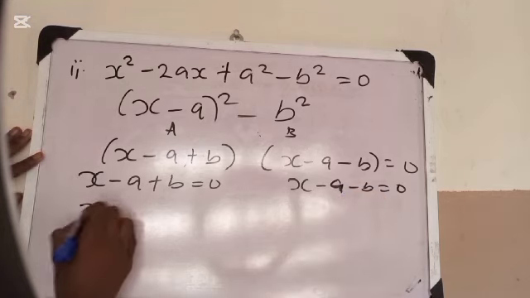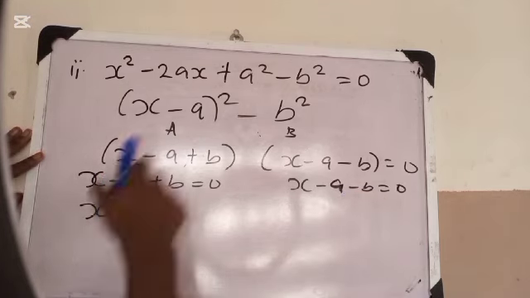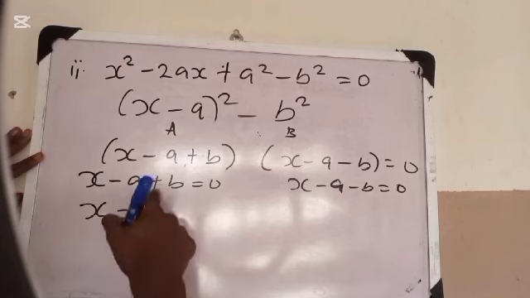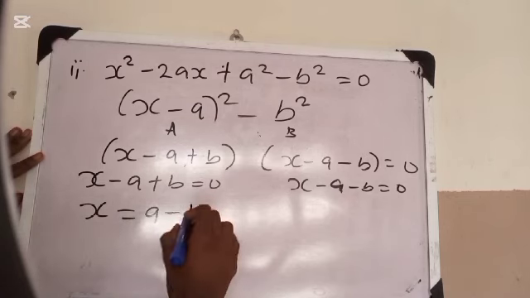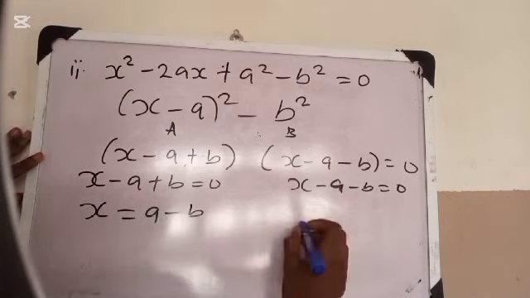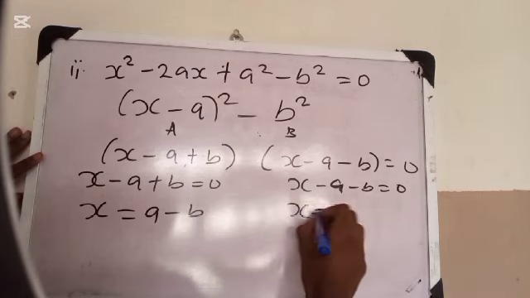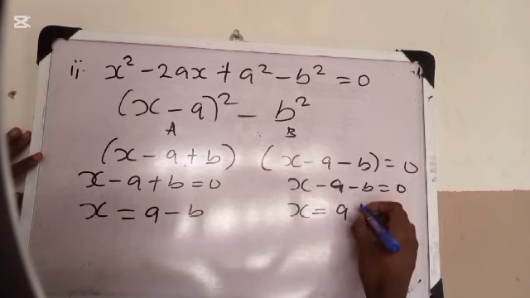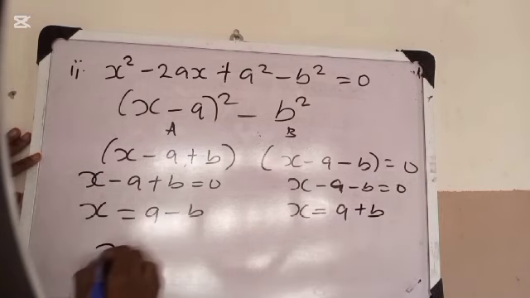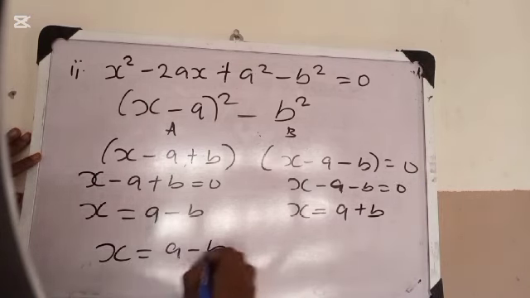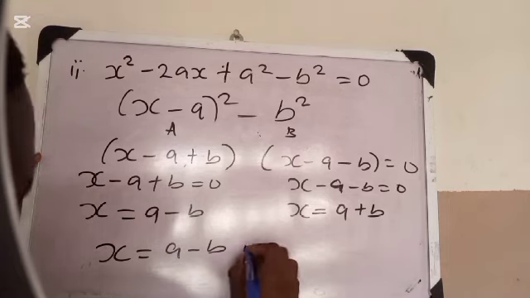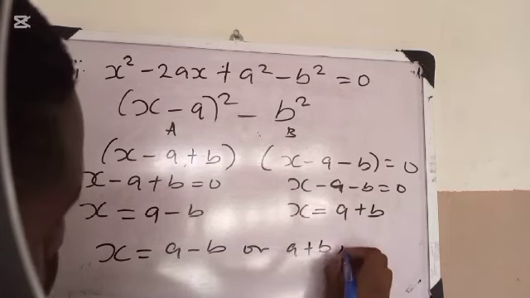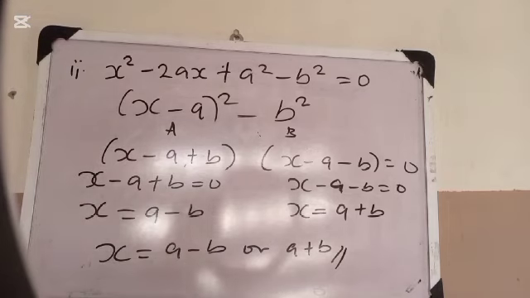So since you are looking for x, when this minus a crosses over, it becomes plus a, and when this plus b comes over, it becomes minus b. Now x is equal to, when this crosses over, it becomes plus a, and when this crosses over, it becomes plus b. So your x now is equal to a minus b, or a plus b. This is your x. That's all. This is how this question should be solved.